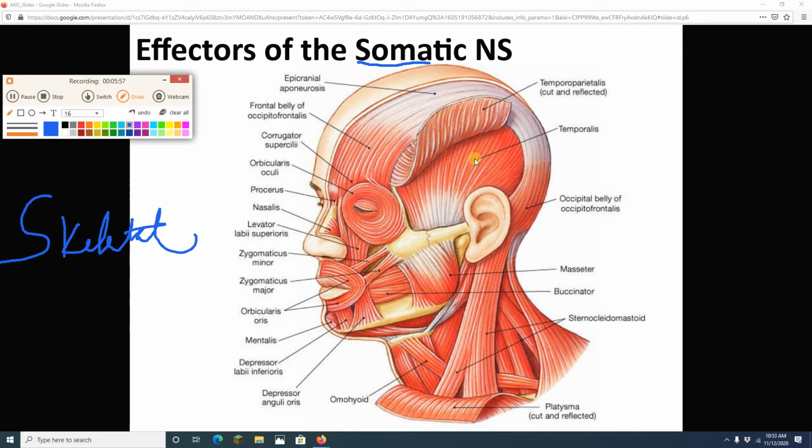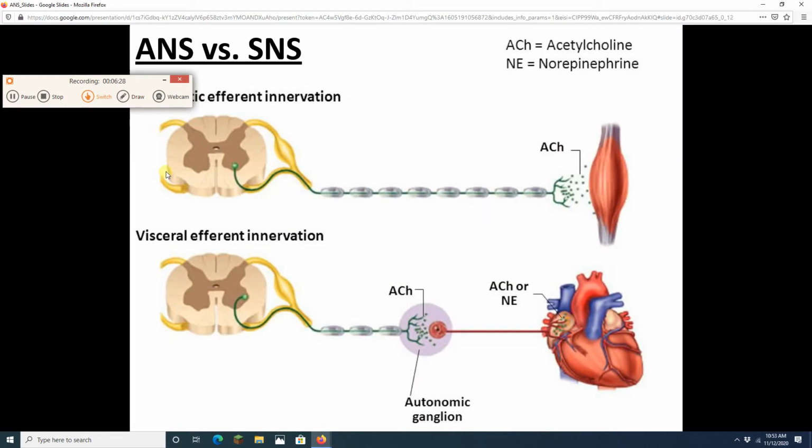Ones we've met already, like the temporalis, the masseter, the orbicularis oris, orbicularis oculi, the platysma, the sternocleido. You've met these guys already. So our somatic nervous system is going to have skeletal muscle as its effector. And remember, skeletal muscle is mostly voluntary. So this nervous system is mostly voluntary. All right, that's good.